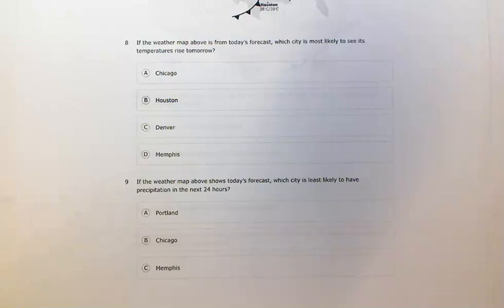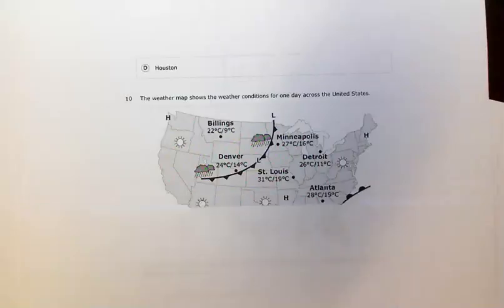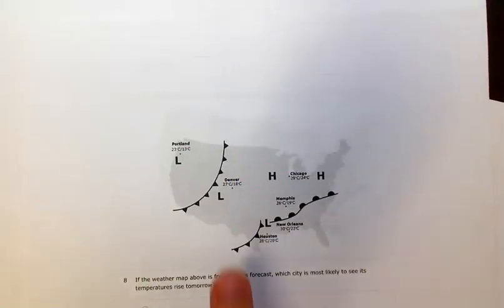Okay, question 9 says, if the weather map above shows today's forecast, which city is least likely to have precipitation in the next 24 hours? A, Portland, B, Chicago, C, Memphis, or D, Houston? Okay, here is the graphic.